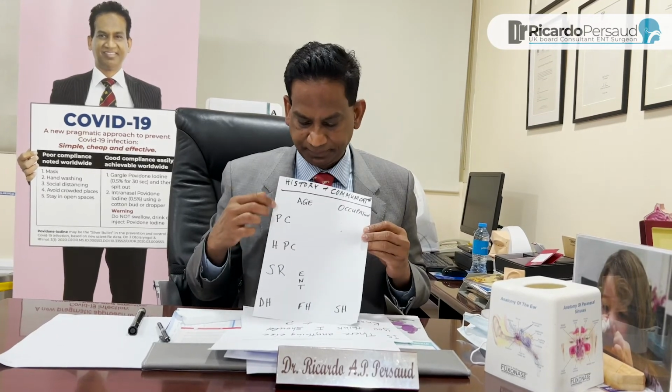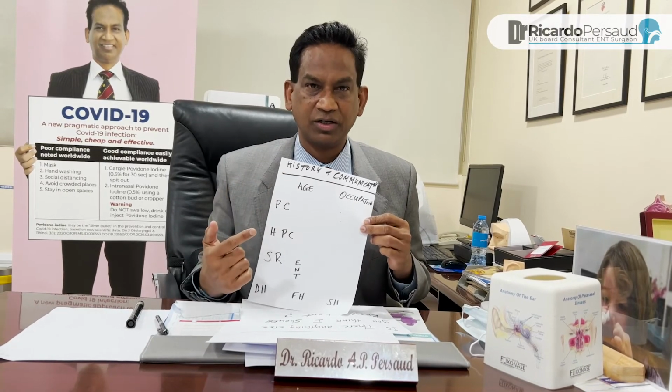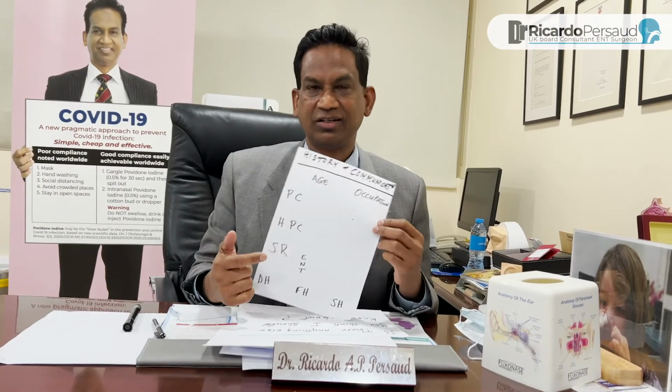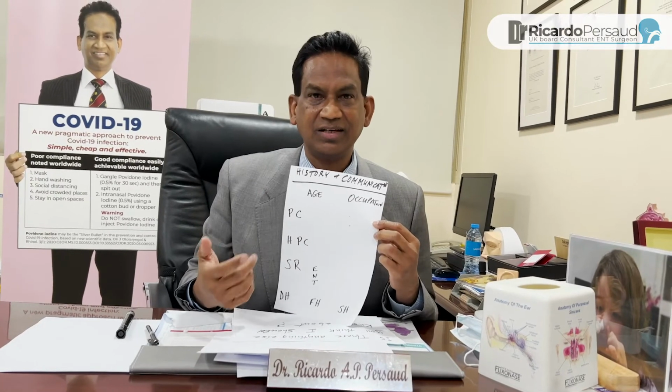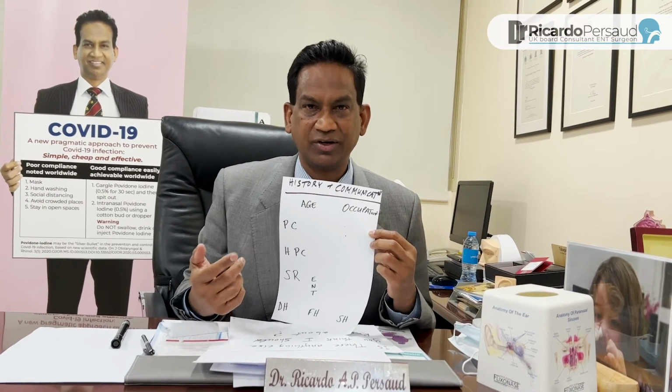So with regards to the paper, this is what I suggest, how you write on the paper. And I'll tell you why. The age of the patient is very important, as well as the occupation, and you need to get that out early. The reason is that there are some diseases in ENT that are occupationally related.